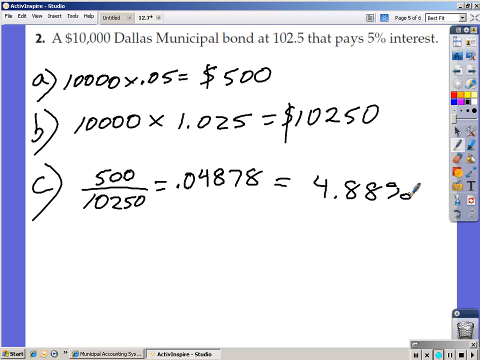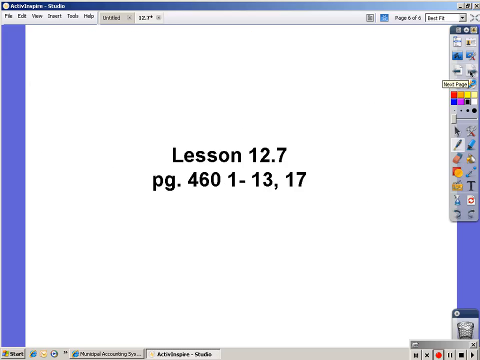Pretty easy lesson today. Here's your assignment. Lesson 12.7, page 460, 1 through 13, and 17.